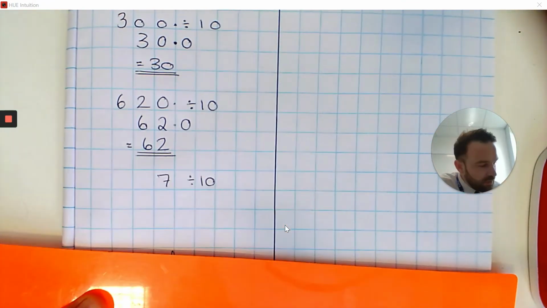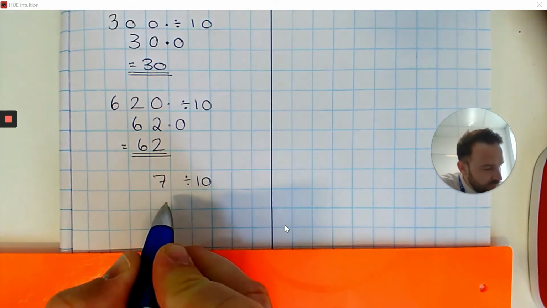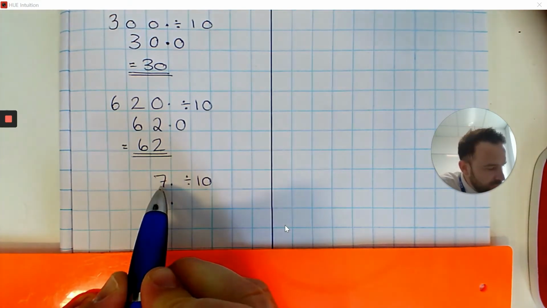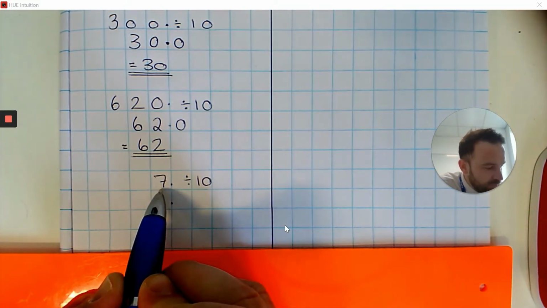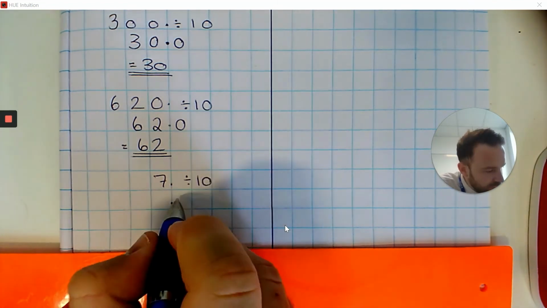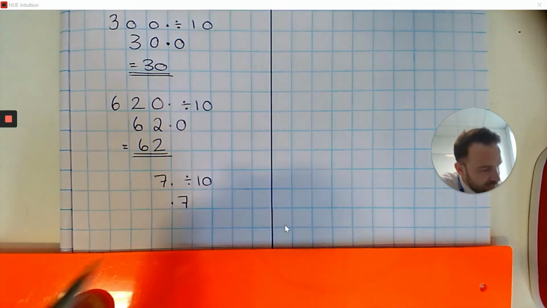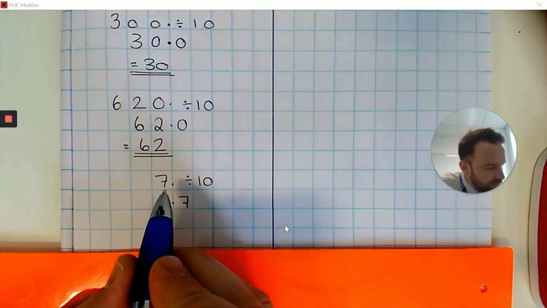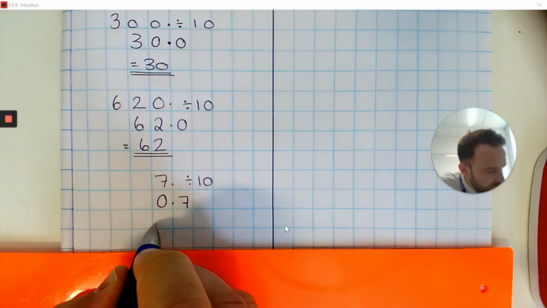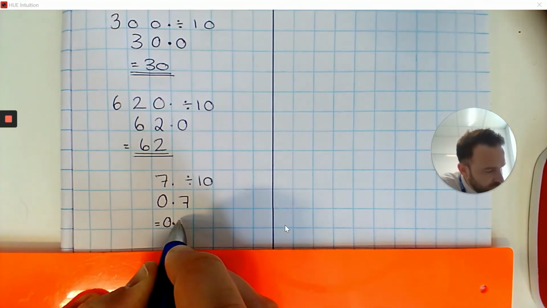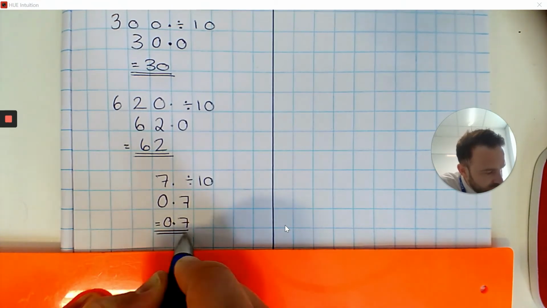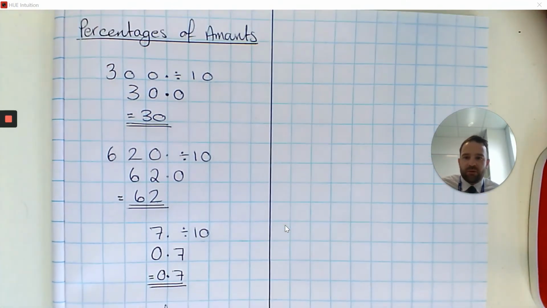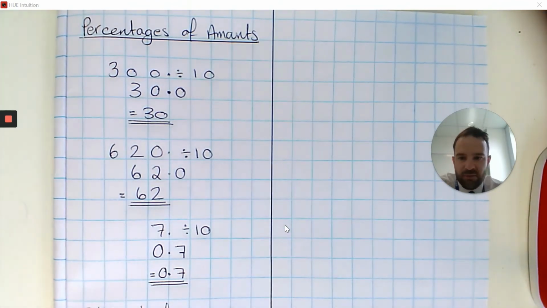So last example, we've got 7 divided by 10 this time. So if I just draw on my decimal point like before, my 7 units need to decrease by a factor of 10. So my 7 units now become 7 tenths. Okay, and I just pop a 0 in my units column. So my answer to 7 divided by 10 is 0.7. Okay, pause the screen now if you would like to make a note of any of those methods.